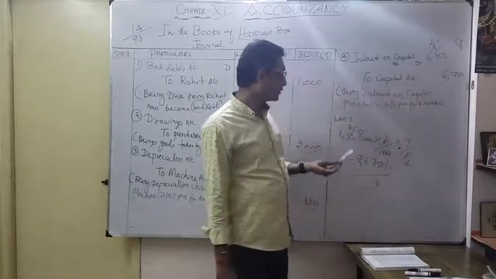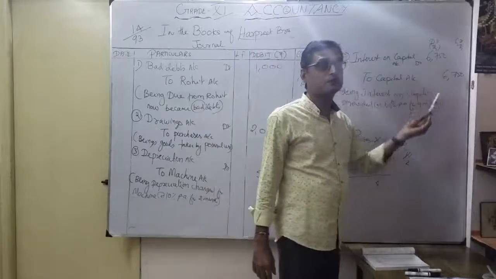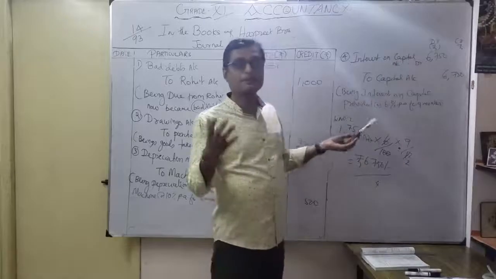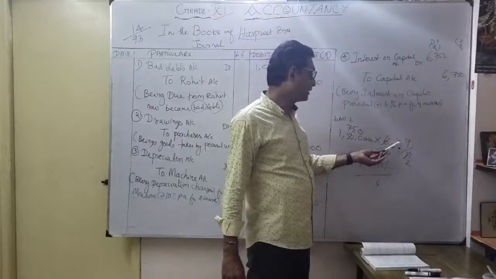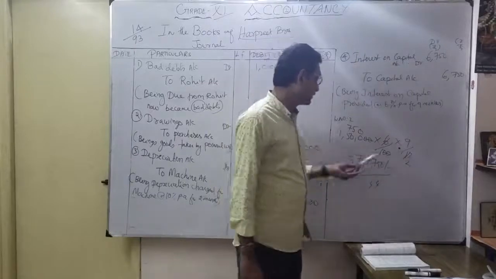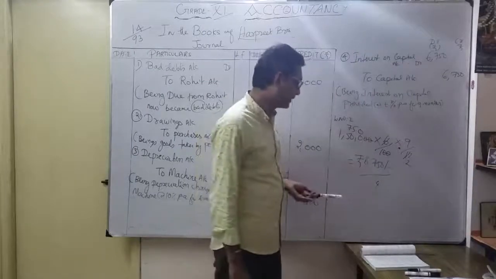So now we are going to calculate. How did you get 6,750 from 1,50,000 as our capital? We have to charge 6%. So 6 by 100 into 9 by 12. After simplification, we get 6,750.